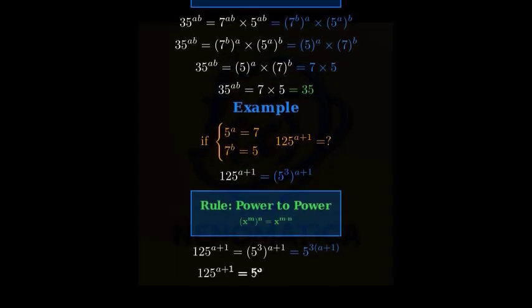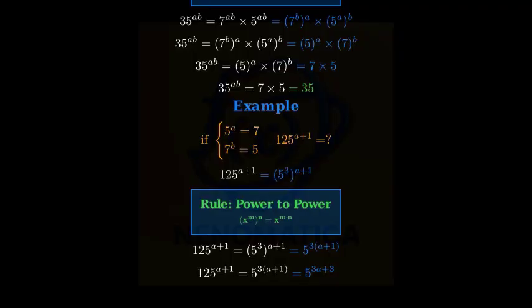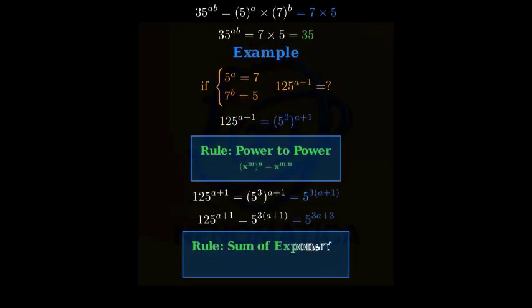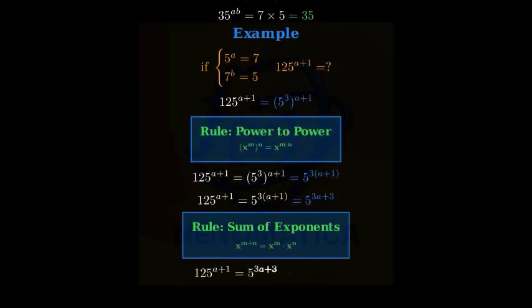Next, let's distribute the 3. 3 times (a plus 1) equals 3a plus 3. So we have 5 to the 3a plus 3 power. We can rewrite this using the product rule for exponents. 5 to the 3a plus 3 equals 5 to the 3a times 5 to the 3.